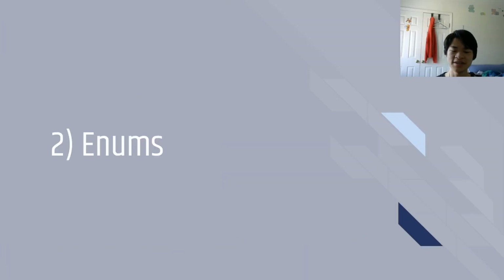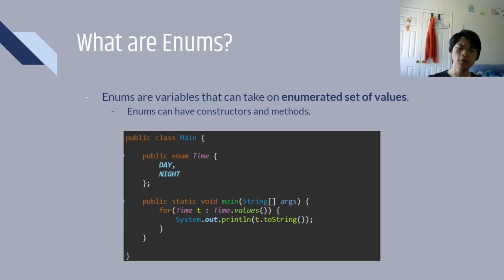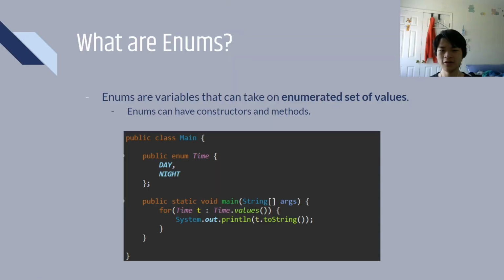Alright, so now let's get into enumerators. So, what are enumerators? Well, enumerators are variables that take on an enumerated set of values. Enumerators can actually have constructors and methods. So down here we have an example of an enum called time. And time has 2 values, day and night. So in our main method, what we're actually doing is we're looping through the enum, and we're printing out every single possibility of an enum. So if we were to run this, we would get day, night in the console.